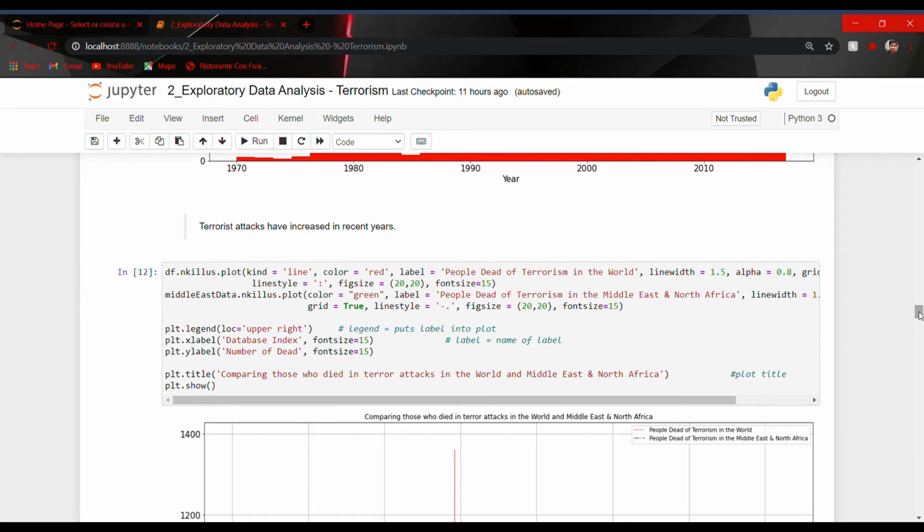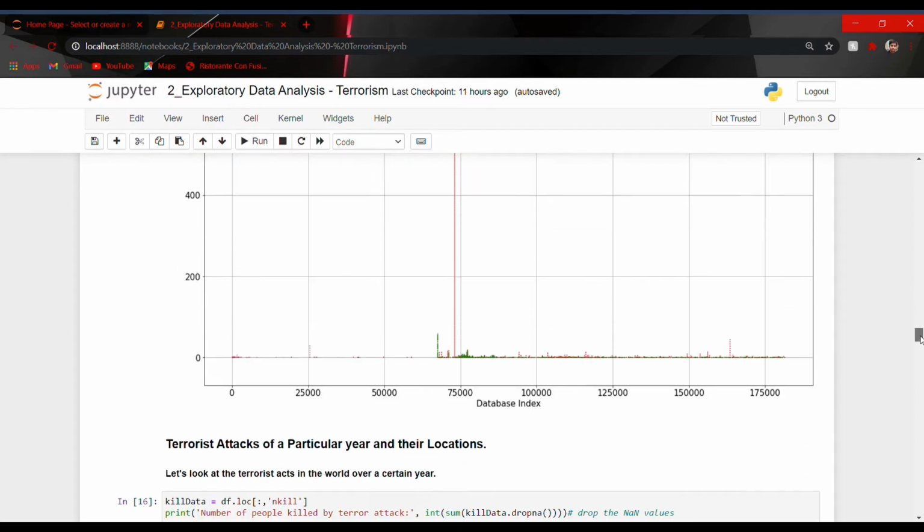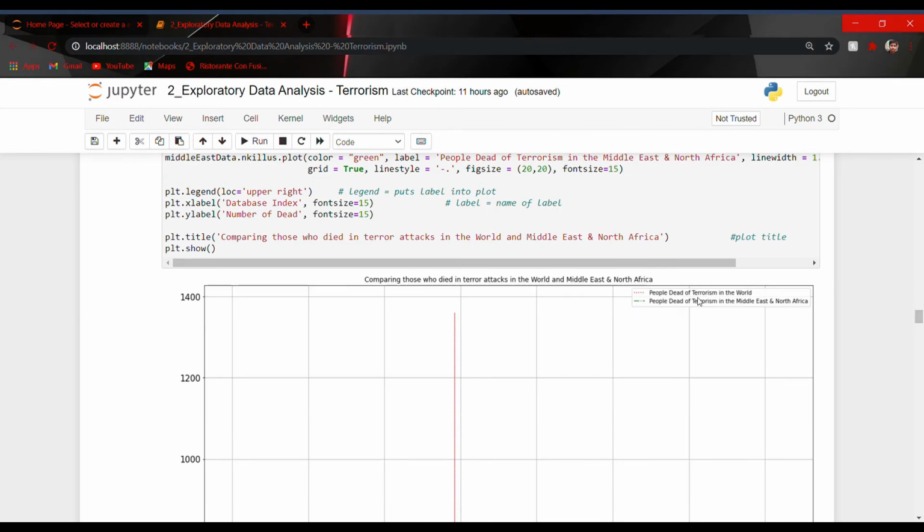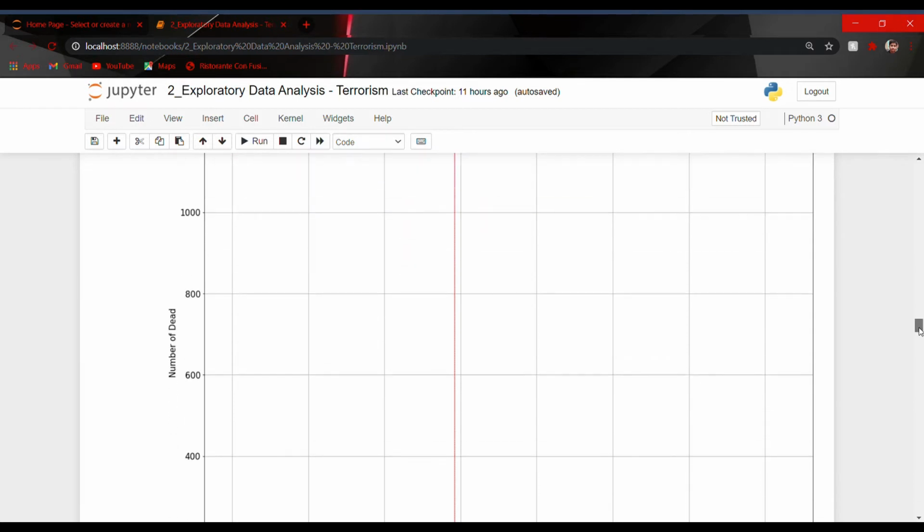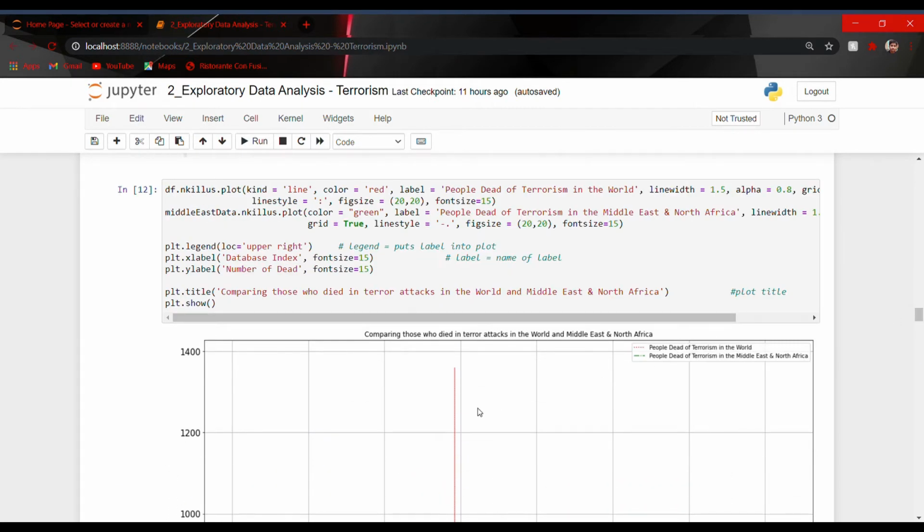Now let us see a graphical analysis of people dead due to terrorism in the world compared to people dead of terrorism in the Middle East and North Africa. Here you can see that the red line represents the deaths of people around the globe, while this green line represents the Middle East and North Africa. And here is our graphical representation. When we compare it with the world-level deaths, it is very high compared to the Middle East and North Africa.